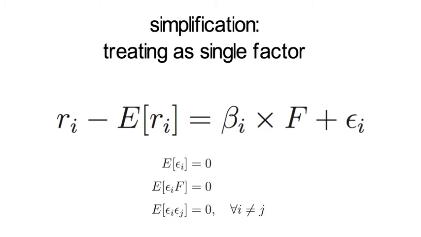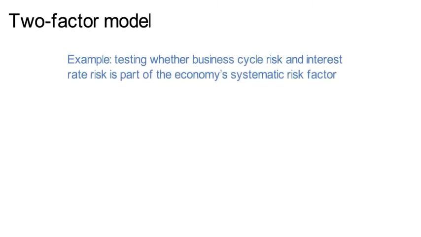Now the next more general linear factor model is a two-factor model. As an example, consider that we would like to test whether business cycle risk and interest rate risk are part of the economy's systematic risk factor. So we would say that GDP and IR capture unexpected innovations to GDP growth and unexpected innovations to the 1-month nominal interest rate. The respective two-factor model for asset i would read as follows.